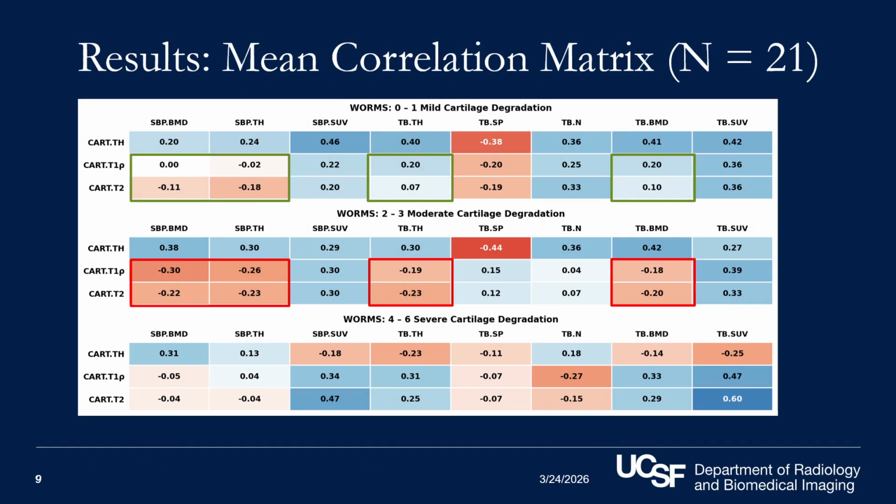We also found that negative correlations between cartilage composition, T1rho and T2, and bone structure, subchondral bone plate density and thickness, and trabecular density and thickness, emerge exclusively at WORMS 2 to 3, absent in both healthy and severe disease, indicating a potential marker of early pathological bone cartilage remodeling.